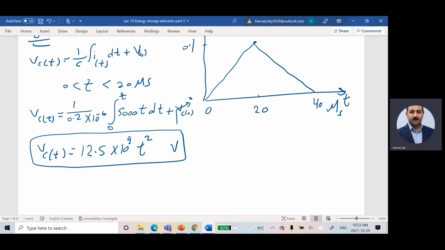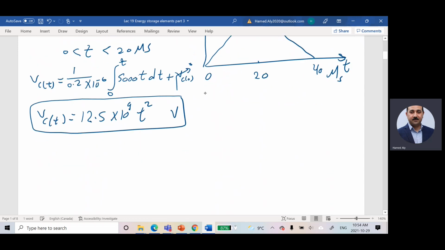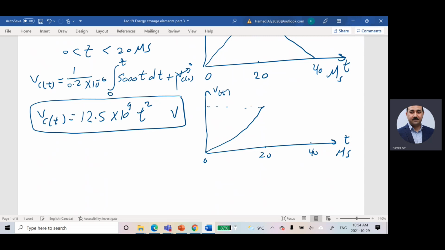This equation is giving you a straight line or a curve? Yes, it's a curve. So I'm expecting that if I would like to draw my V, it will be something like that. And if you try to substitute here by t equal to 20, this guy will be equal to 5. This is VC of t.